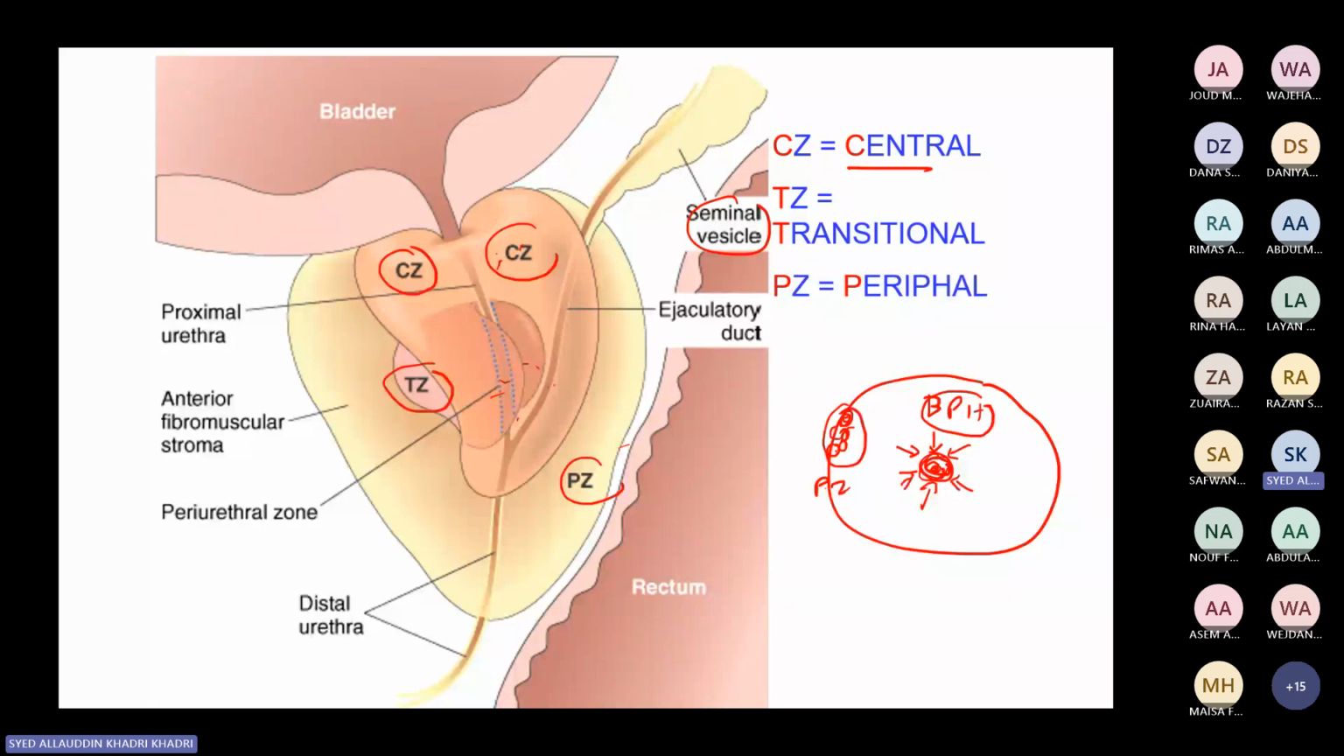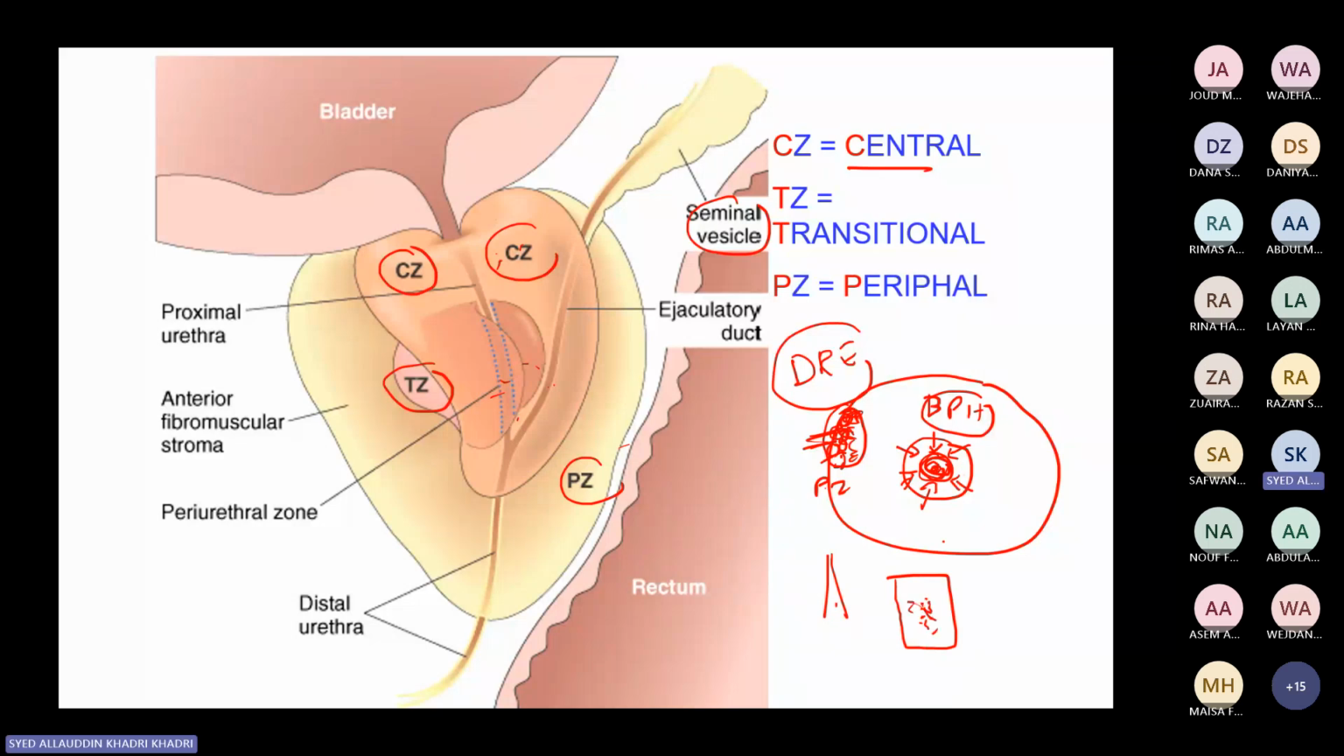Now, you people will do the digital rectal examination, and try to feel the peripheral part. You cannot feel the central part, right? When you feel the peripheral part, this becomes stony hard, right? And you take a biopsy from this area, and the biopsy will come in the needle, and this particular area of the tissue will show you cancer.